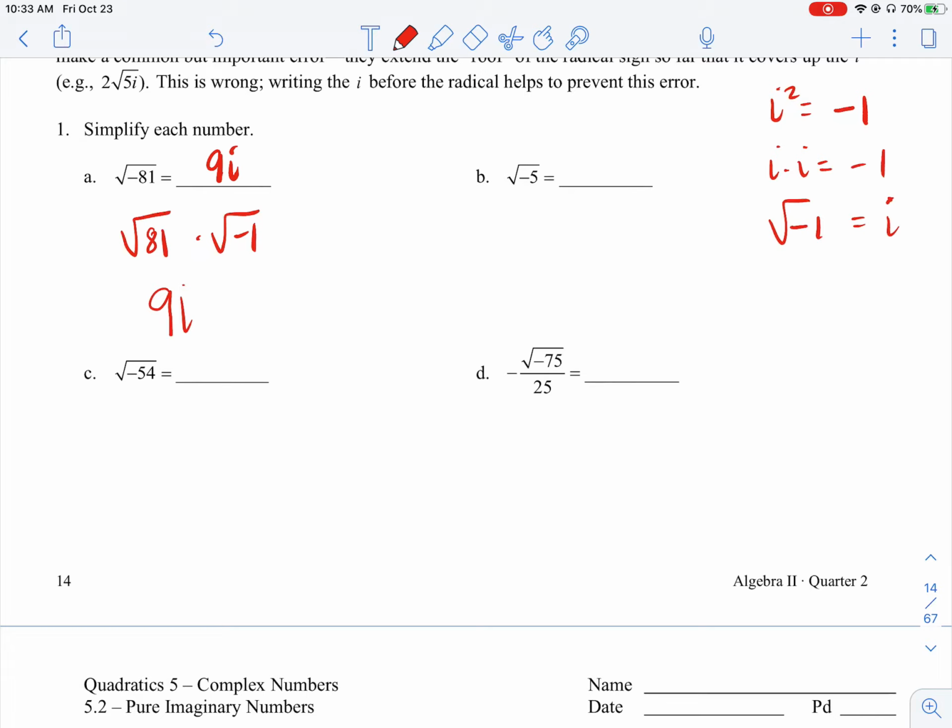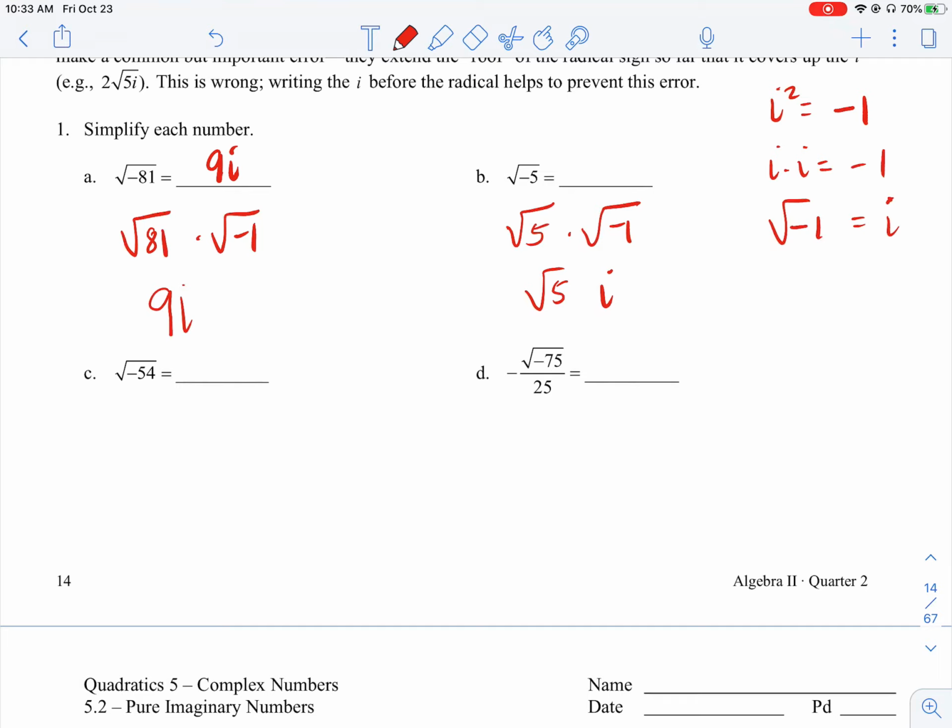Let's try another example. We have the square root of negative 5. So that means this is the square root of 5 times the square root of negative 1. And, oh wait, can we still simplify the square root of 5? We cannot, yeah. 5 is not a perfect square. So the square root of 5 will still stay as the square root of 5. And we know that the square root of negative 1 is i. Therefore, our answer here is the square root of 5 times i.